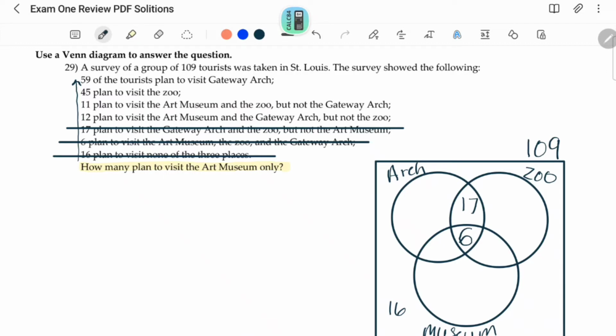12 plan to visit the art museum and the Gateway Arch, but not the zoo. Arch, museum, but not the zoo. That's going to go right here. Try that again. 11 plan to visit the art museum and the zoo, but not the Gateway Arch. Museum, zoo, but not the arch. 11 is going to go here.